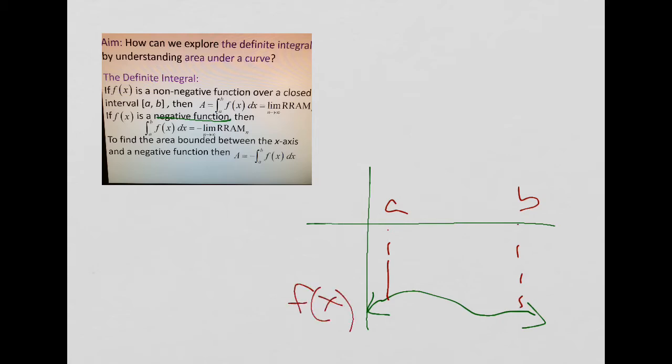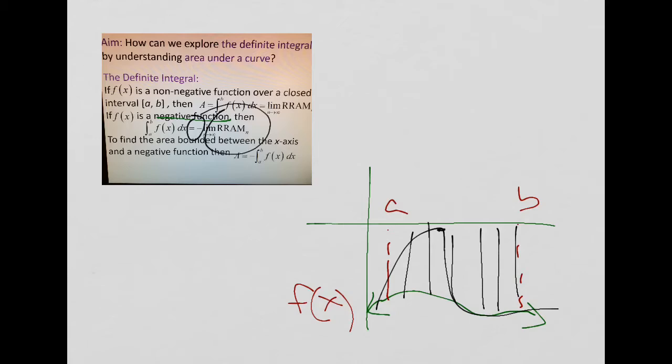We can still find the area, but because it's below the x-axis, or even if it touched the x-axis, you would have to do a negation of either the limit of RAM sub n or the negation of the integral of f of x with respect to x from a to b. So let me go over the notation a little bit of what you see here.